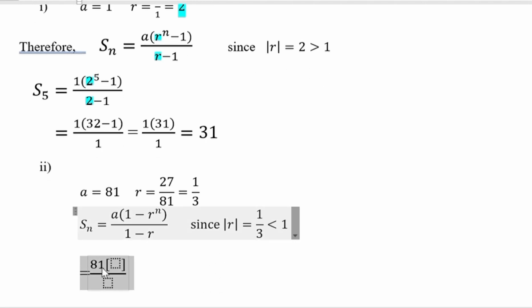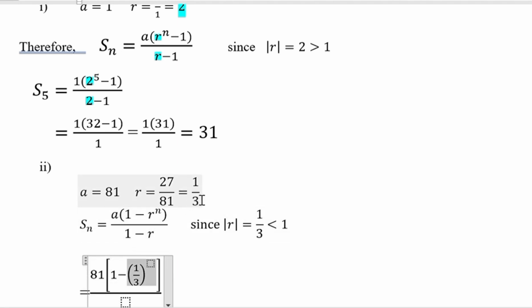81, our first term, into 1 minus r. Our common ratio is a third, so we shall have a third raised to power n. n is the number of terms we are looking for, which is 5. So it will be 1 over 3 raised to power 5 over 1 minus r. That means 1 minus a third.